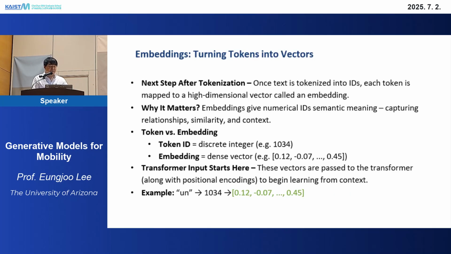And the next step after tokenization: once text is tokenized into IDs, each token is mapped to a high-dimensional vector called an embedding. We talked about embedding frequently, and this is what you get after tokenization. And why does it matter? Because embedding gives numeric IDs semantic meaning, which captures relations, similarity, and context. So let's compare token and embedding. A token ID would be a discrete integer, but an embedding would be a dense vector from that specific discrete integer.